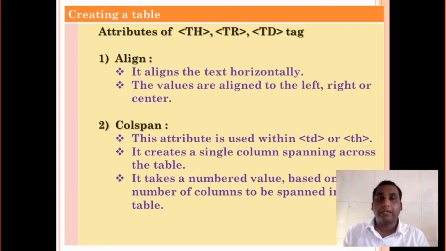Attributes for th, tr, and td. Align is used to align the text horizontally within a cell. The values are left, right, or center. Colspan. This attribute is used with the td or th tag. It creates a single column spanning across the table. To join or merge cells into one cell, we make use of colspan. It takes a numbered value based on the number of columns to be spanned in a table.